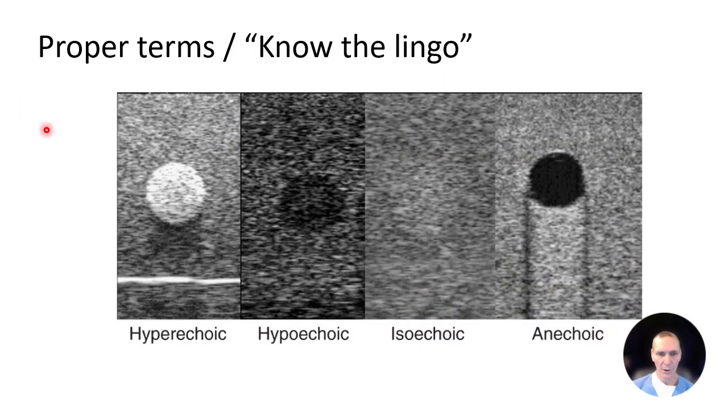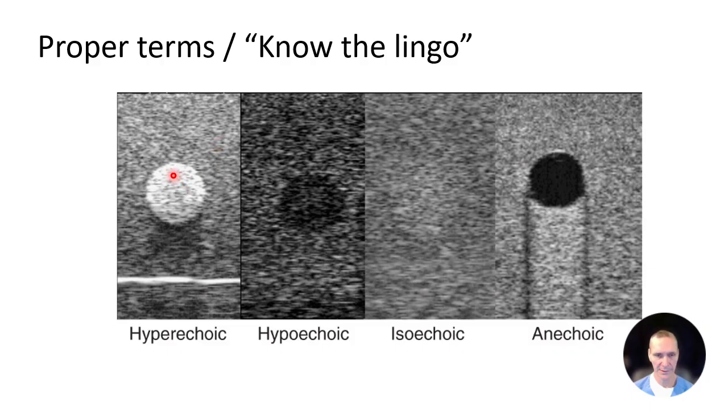So when you are obtaining an image, you need to know how to communicate your findings intelligently to your colleagues. A couple of terms that you should be familiar with. The first is hyperechoic. Remember hypertension, so high. With a hyperechoic finding, this white is hyperechoic to this tissue here.